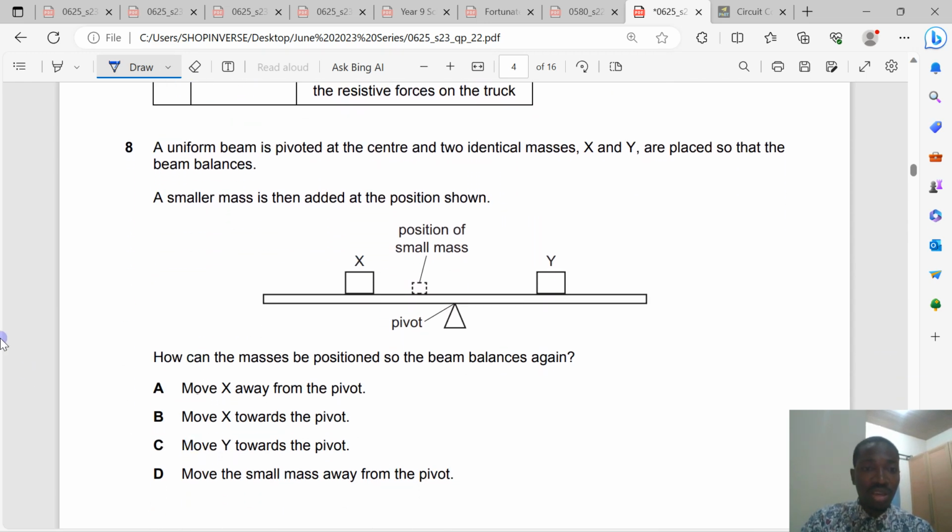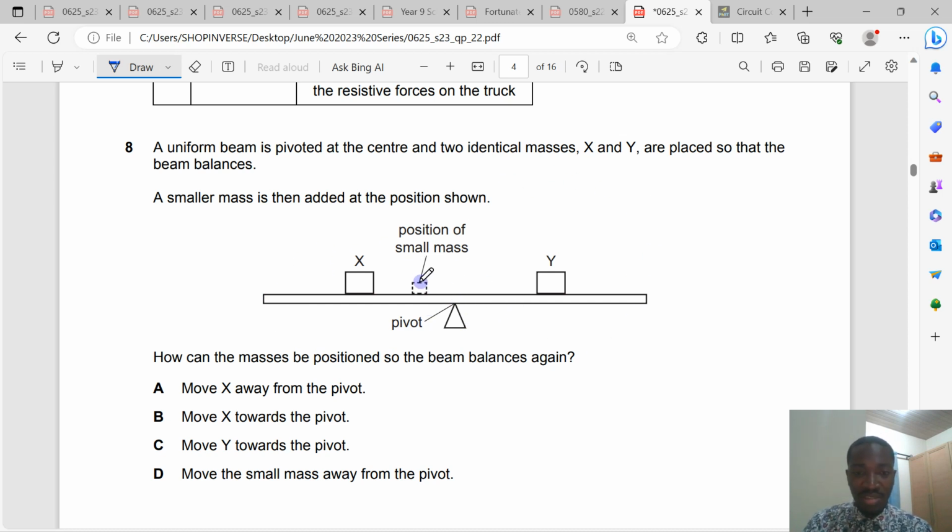Question 8. A uniform beam is pivoted at the center and two identical masses, X and Y, are placed so that the beam balances. A smaller mass is then added at the position shown. A smaller mass is added here. How can the masses be positioned so that the beam balances again? So initially it was balanced, right? And then when you introduce another mass here, what happens? This side will have greater moment than this side.